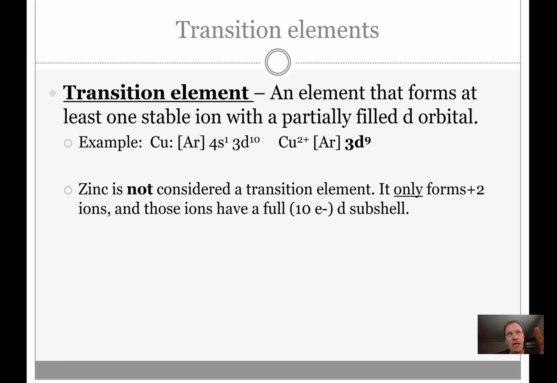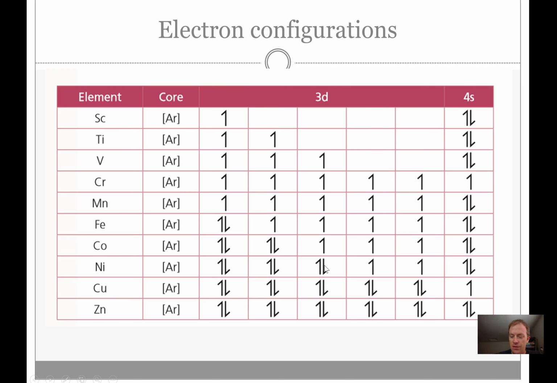Zinc, actually, despite being in that d block, is technically not considered a transition element because it only forms one type of ion, which is Zn2+, and the Zn2+ ion does not have a partially filled d orbital. It has a full d orbital. 10 is the maximum that d holds. So here's the zinc electron configuration, zinc +2. It has no partially filled d orbitals, so it is not technically considered a transition element.